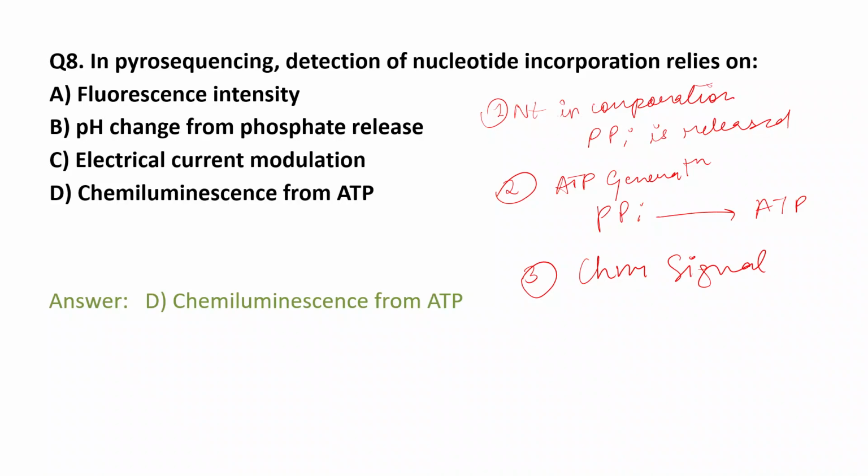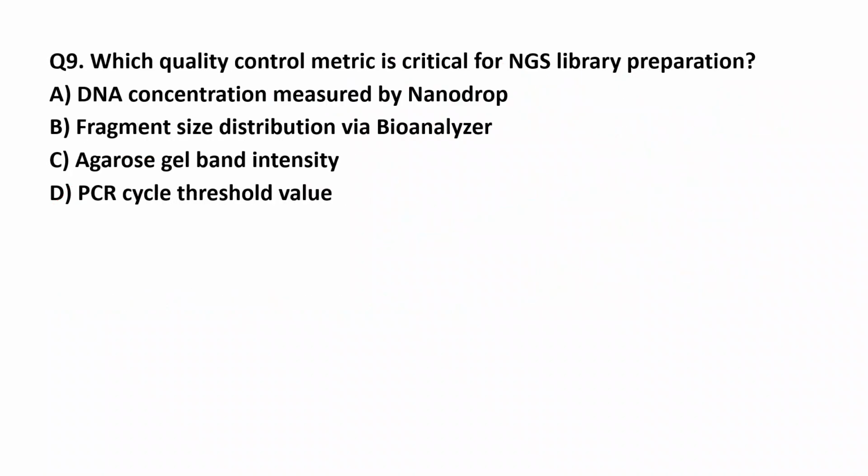The other options are less likely: electric current is involved in nanopore, pH change is involved in Ion Torrent, and fluorescence is used in Illumina. So the correct answer is chemiluminescence.